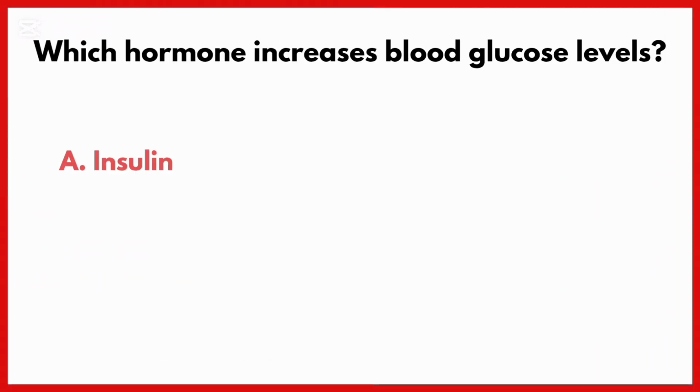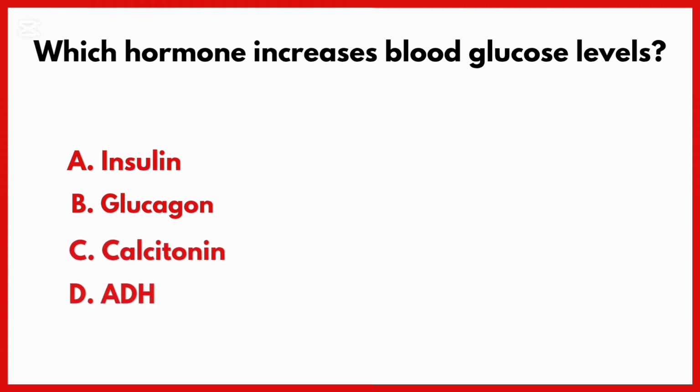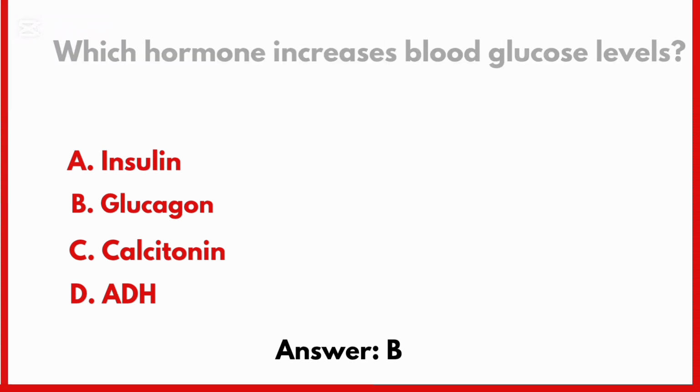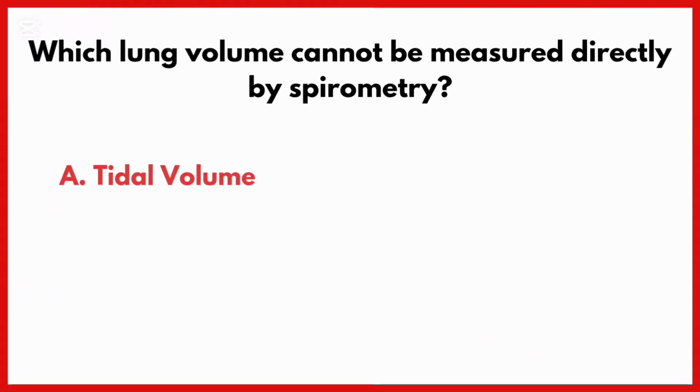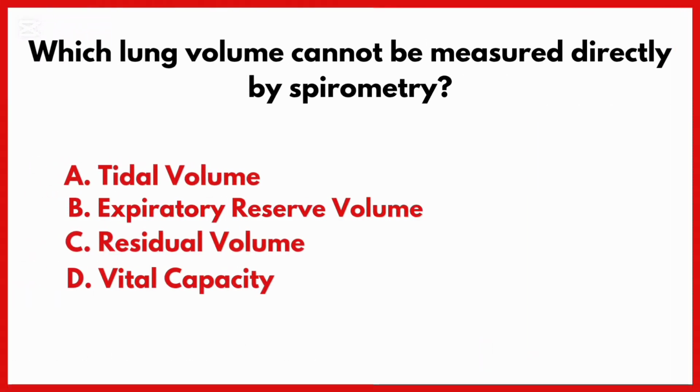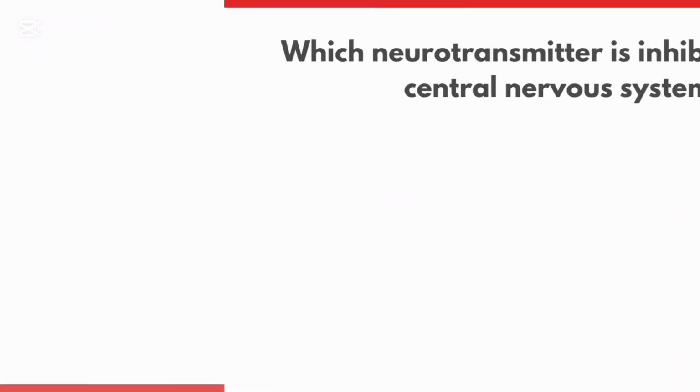Which hormone increases blood glucose level? Correct answer is option B, glucagon. Which lung volume cannot be measured directly by spirometry? Correct answer is option C, residual volume.